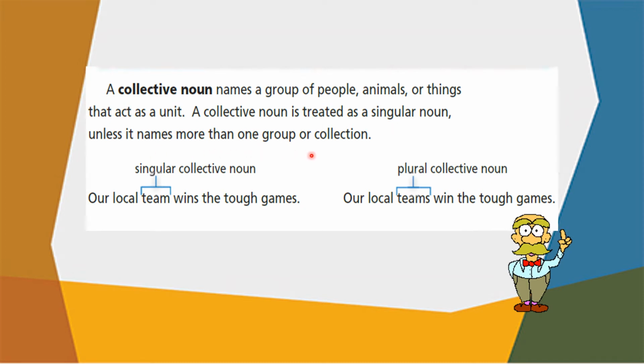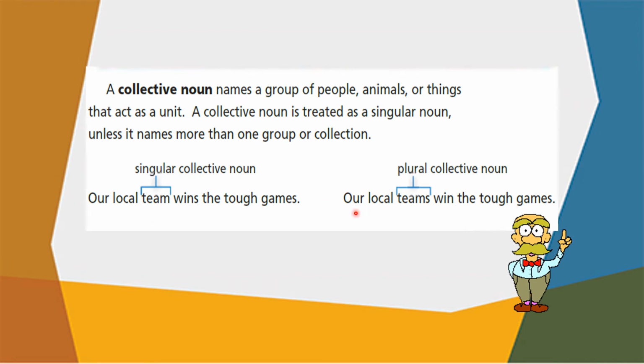So let's look at two examples right here. Our local team wins the tough games. So your singular collective noun in here is team. Even though the team has many members, it still acts as one unit. You are talking about one group of people. So it's singular, so it refers to one in terms of number.